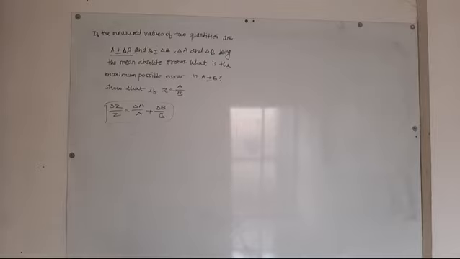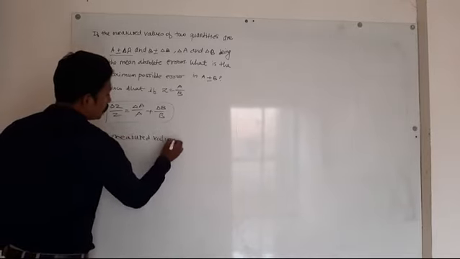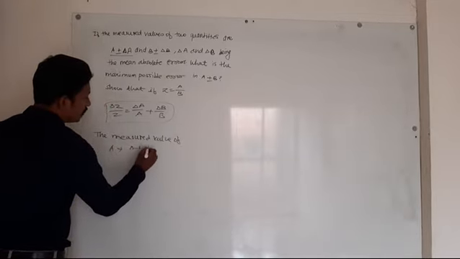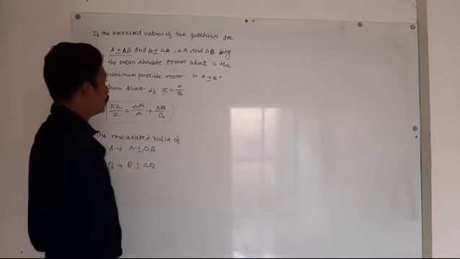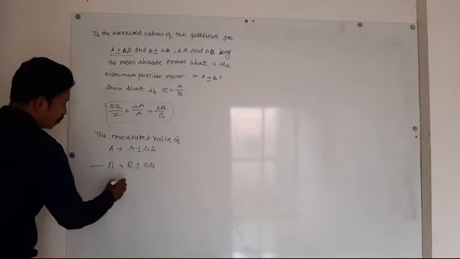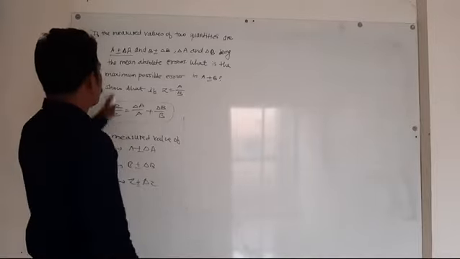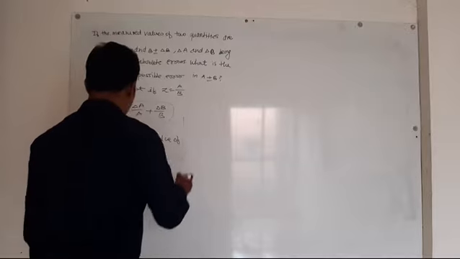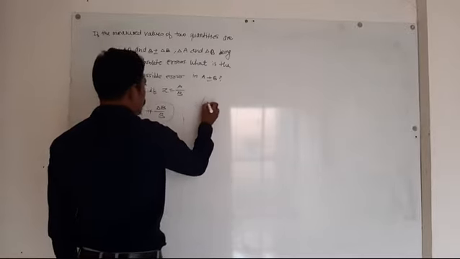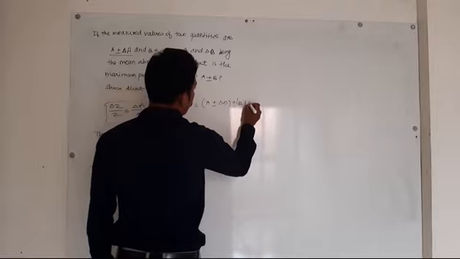Student, look here. The measured value of A is A plus or minus delta A. The measured value of B is B plus or minus delta B. The measured value of Z is Z plus or minus delta Z. The maximum possible error in A plus B: Z is equal to A plus B, that is A plus or minus delta A plus B plus or minus delta B.